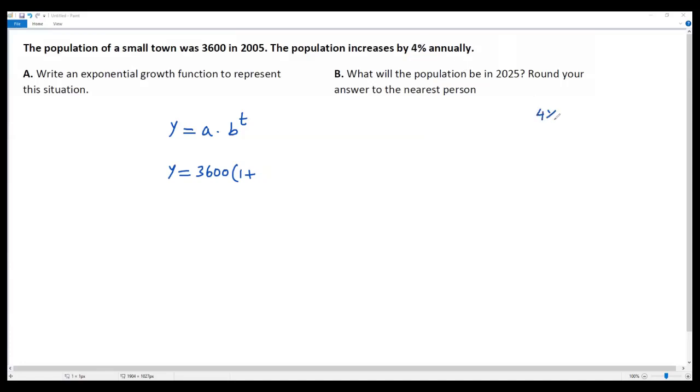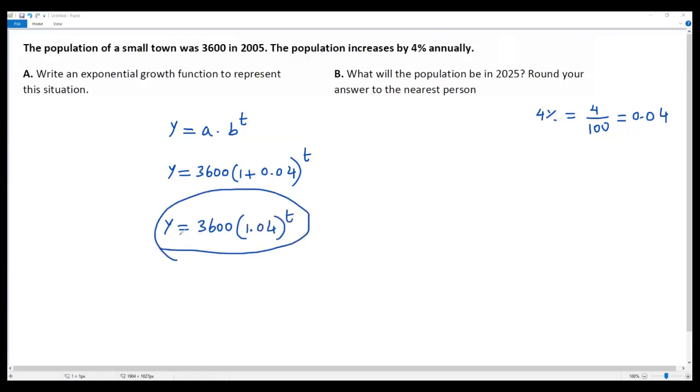4% can be converted to a decimal by dividing 4 by 100. Percent means the given value is compared to 100, the ratio between 4 and 100. 4 over 100 is 0.04. So here it has to be 1 plus 0.04, to the power t. So y equals 3600 times 1.04 to the power t. So this is the exponential growth function which represents the given situation.